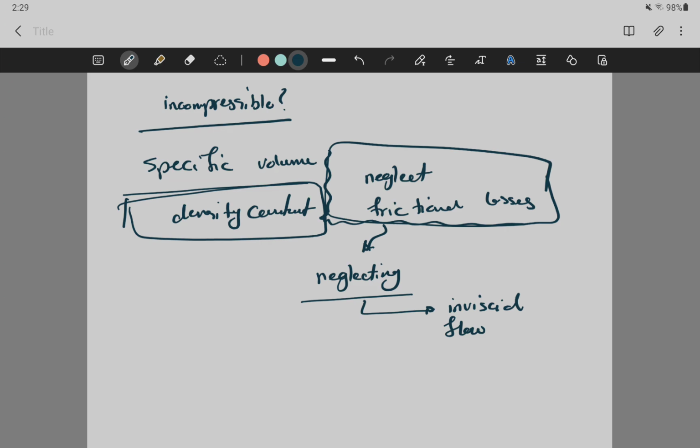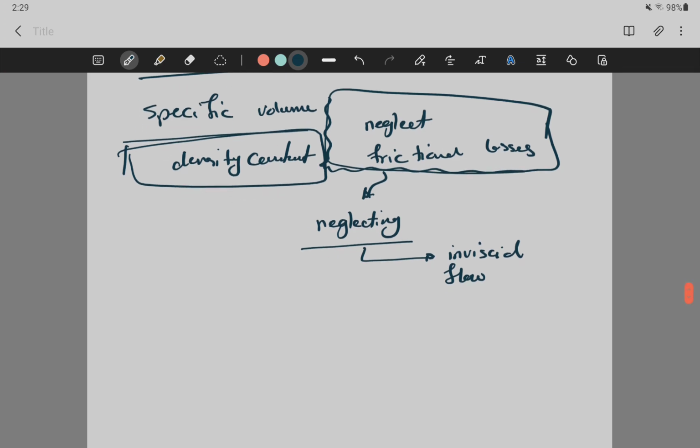So our flow here is definitely not incompressible. That's for sure. Or it is definitely compressible, right? So one of the factors we have to deal with is compressibility of the flow. Right? But what about the frictional losses? Can we neglect those frictional losses? And can we assume those don't really exist?